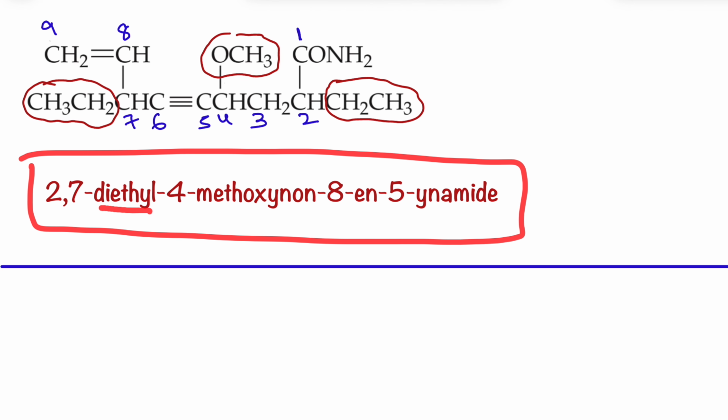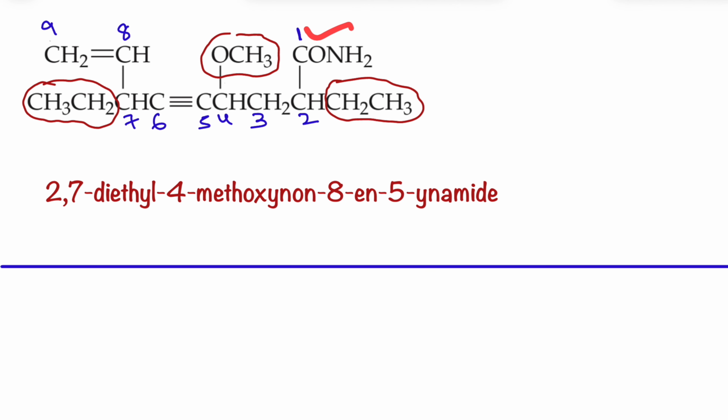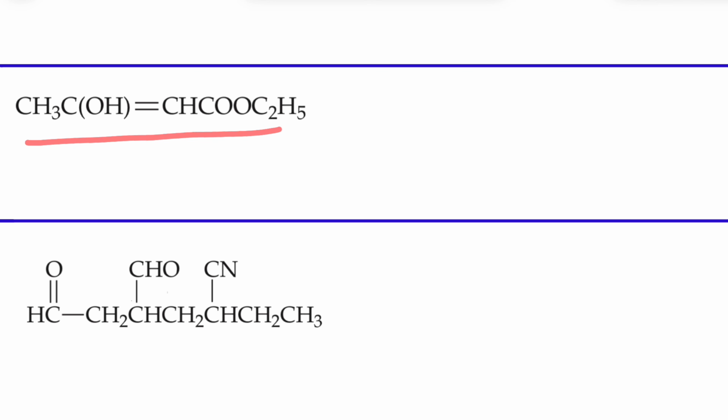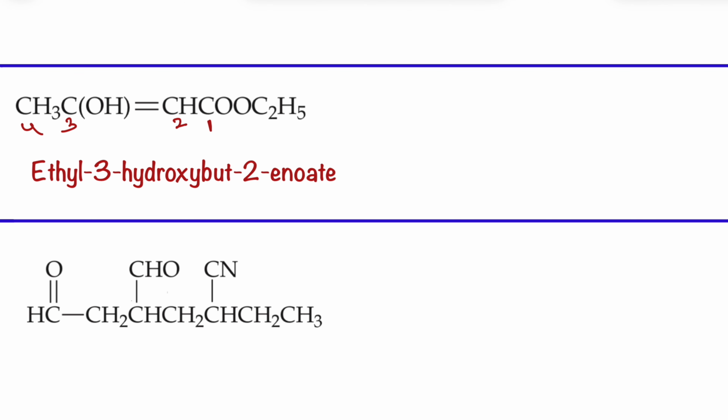So here: ethyl, methoxy, root word, primary suffixes, secondary suffixes. No special suffix, because that carbon is included in the longest chain. This is the compound. Let us move a little fast. Ester functional group: 1, 2, 3, 4. While naming esters, irrespective of alphabetical order, the alkyl group attached to oxygen should be indicated first. Therefore, it is ethyl 3-hydroxybut-2-enoate.